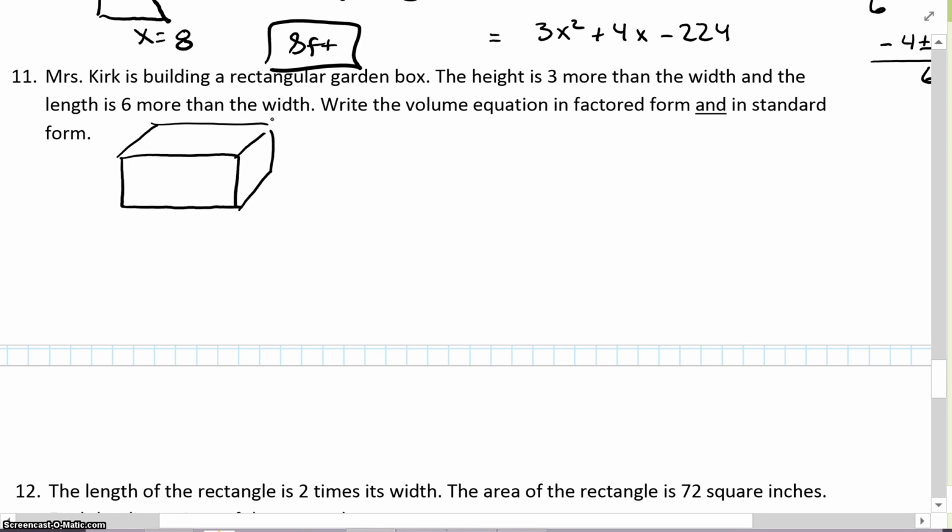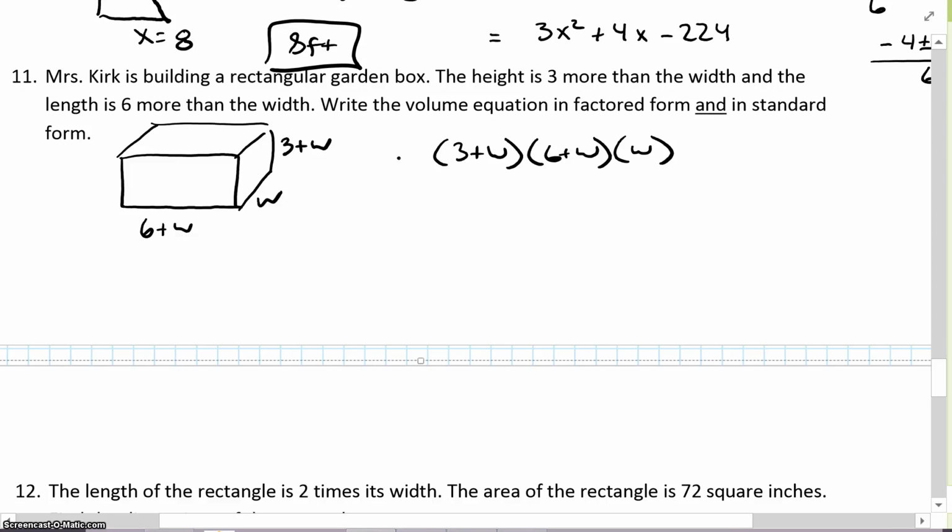So the height is 3 more than the width. So that's going to be 3 plus the width. And the length is 6 more than the width. So 6 plus the width. There you go. So I have a height of 3 plus the width. I have a length of 6 plus the width. And I have the width of W. Write this in factored form. Alright. So there's factored form.